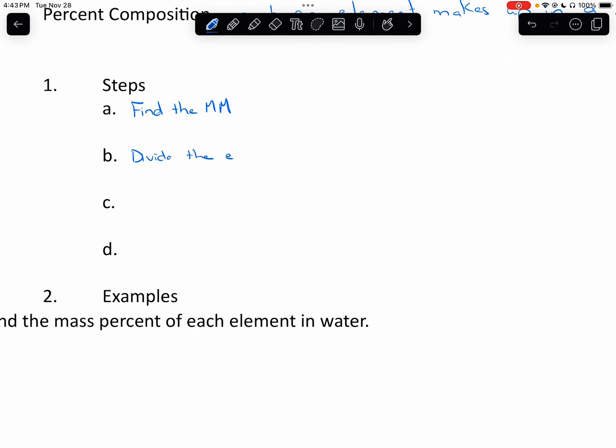Then step 2, we are going to divide the element's total mass by the molar mass. So whatever the element makes up divided by the molar mass. Step 3 is then to multiply by 100 because this will give us a percent. And so then we're going to label it with a percent sign and round to 2 decimals.